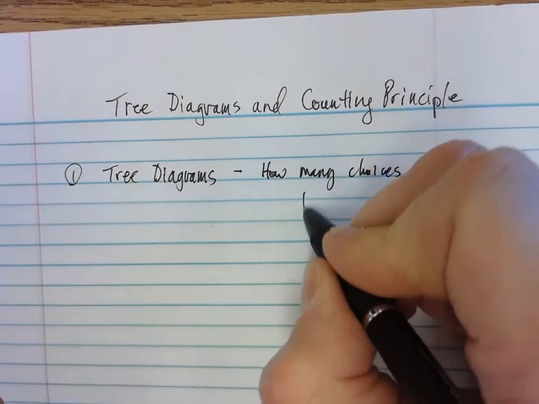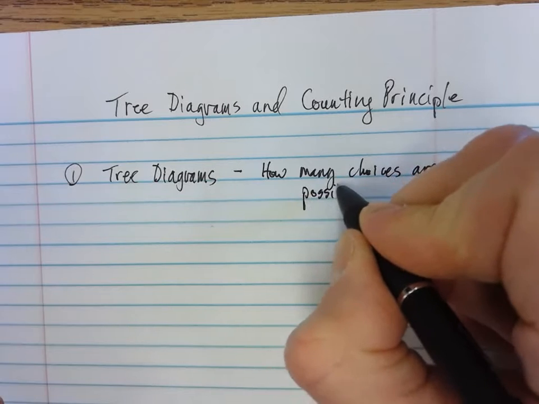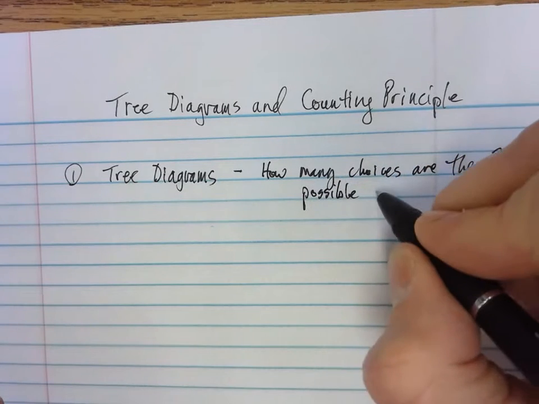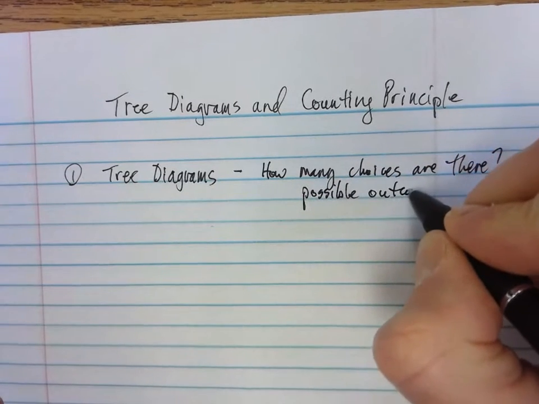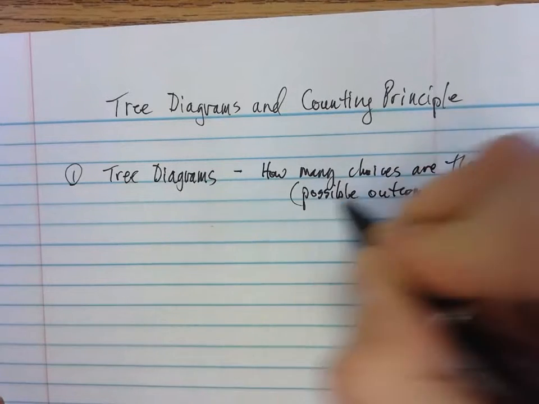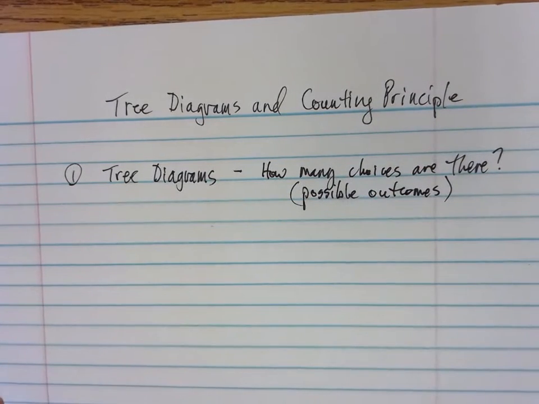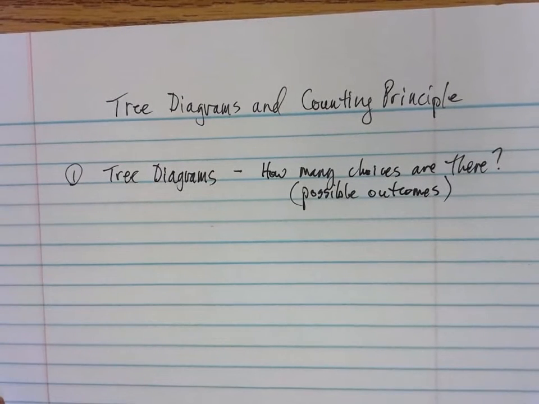So that in both of these situations, whether it's the tree diagram or the counting principle, what we're figuring out here is possible number of outcomes. Okay, so you'll hear me talk about possible outcomes, and that's just meaning how many different options there are.